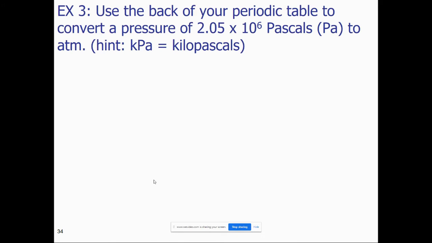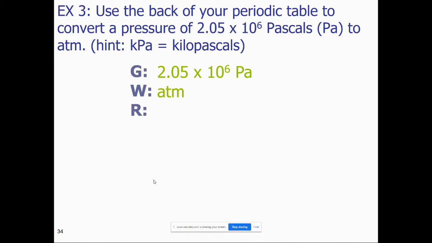So it says, use the back of a periodic table, which you guys don't have right now, to convert pressure from pascals to atmospheres. Pascals to atmospheres. So you don't have that, but you do have a conversion table, which I put in Teams. Let's say you don't have it. I'm going to give you that information in this problem. We're given 2.05 times 10 to the 6 pascals. These are pressure. We want atmosphere. That's another unit of pressure.